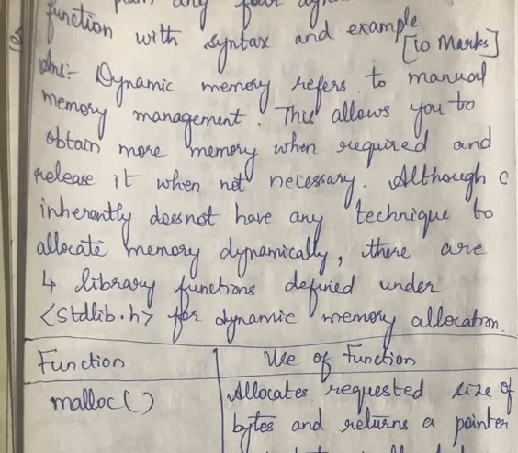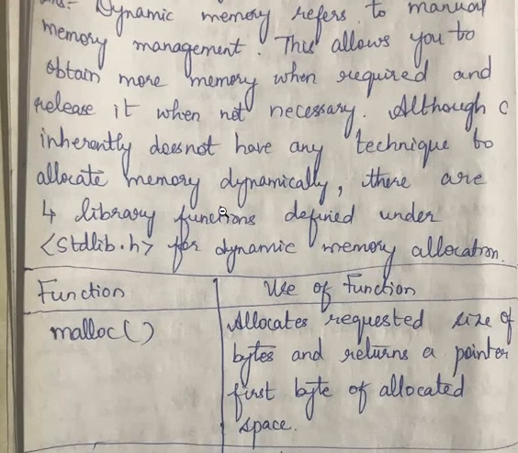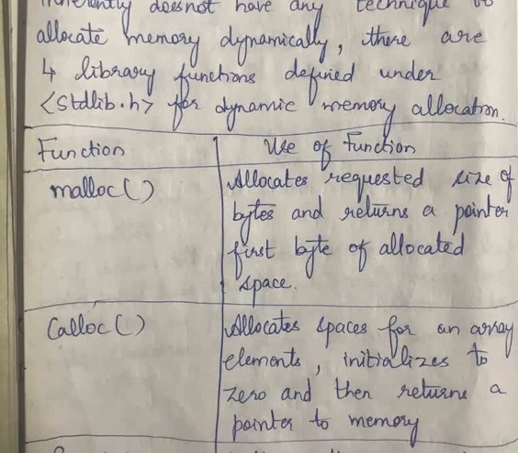And if you feel like you want to delete that, that is also possible in dynamic memory allocation. So we do not have any special technique to do this. We have 4 library functions under the standard lib.h for dynamic memory allocation, that is malloc, calloc, realloc and free functions. These 4 functions will help to do the dynamic memory allocation.